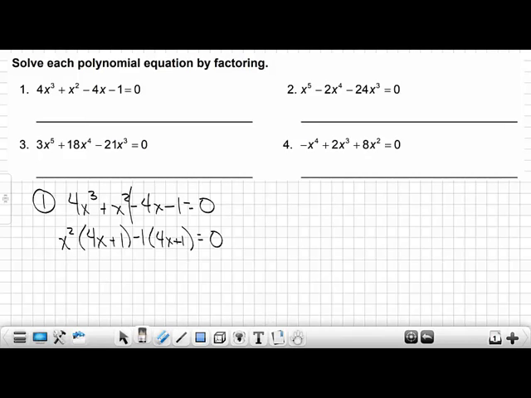Savannah, what can I pull out of both of those? 4x plus 1. This will be left with x squared. And this one will be left with negative 1. Gabriela, however, I can factor that. What is this? What is that? So, when you subtract things, what do you get?